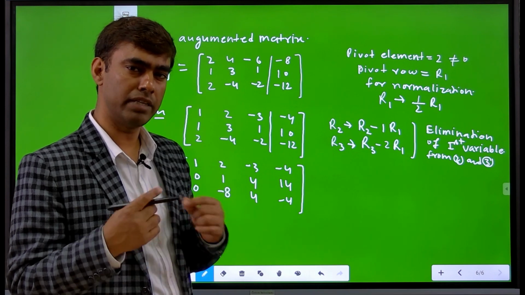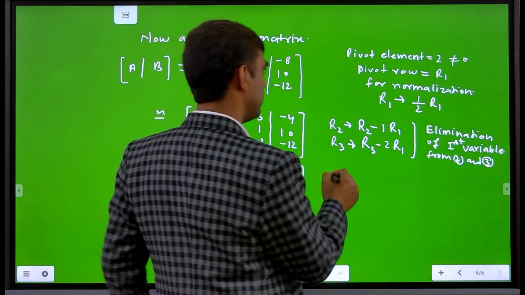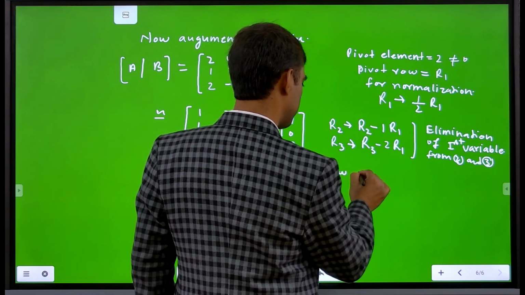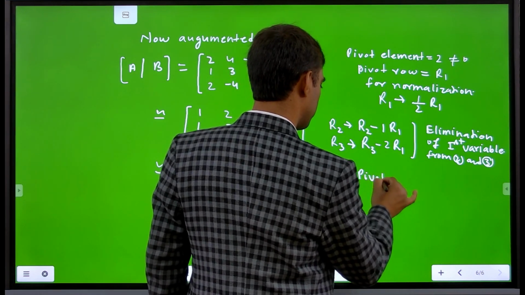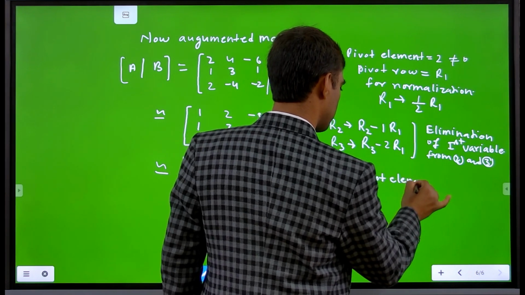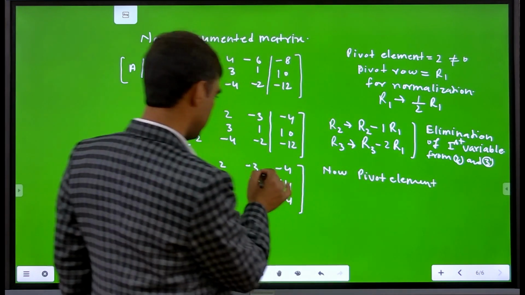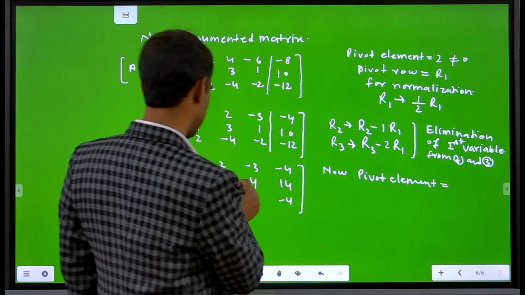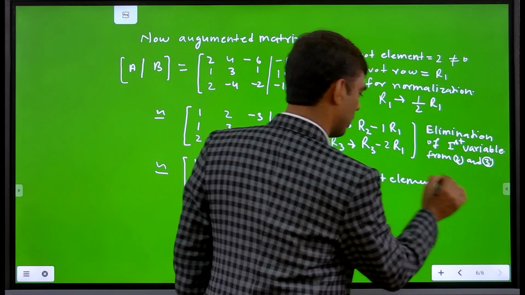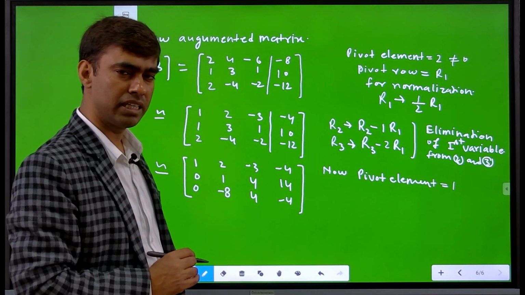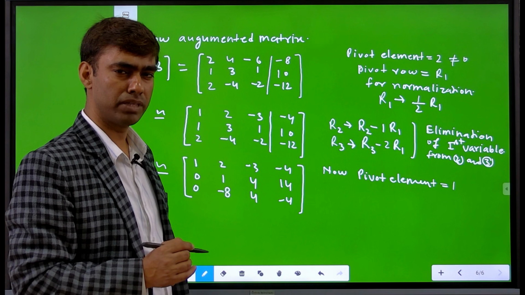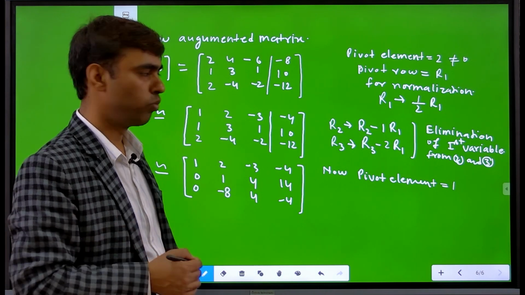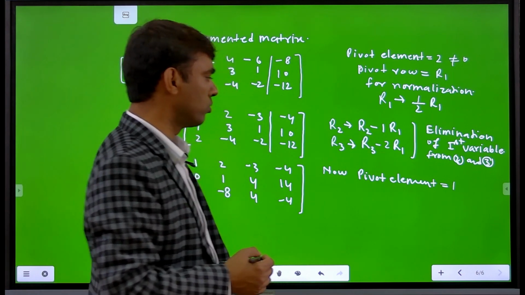For this one, again we choose the pivot element. So, here in the second stage, the pivot element. Now what is the pivot element? Pivot element is 1. The pivot element is already 1, so there is no need to perform the normalization, because in normalization we try to convert the pivot element into a 1. So there is no need to perform the normalization.